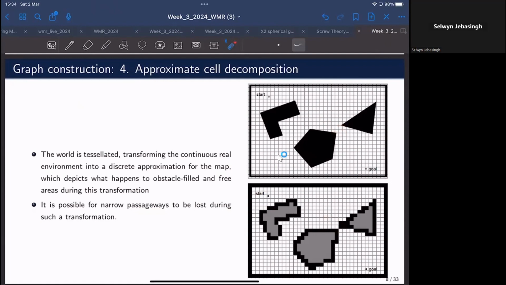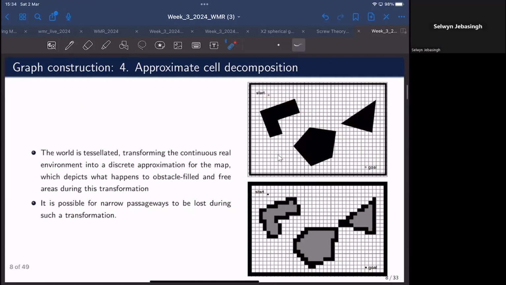So ideally your robot could have gone like this, but due to this inherent nature of approximate cell decomposition, it cannot go like this because it thinks there is an obstacle here. So it will have to go for alternate paths that may be far less efficient than going straight like this. So that could be a potential flaw of approximate cell decomposition.